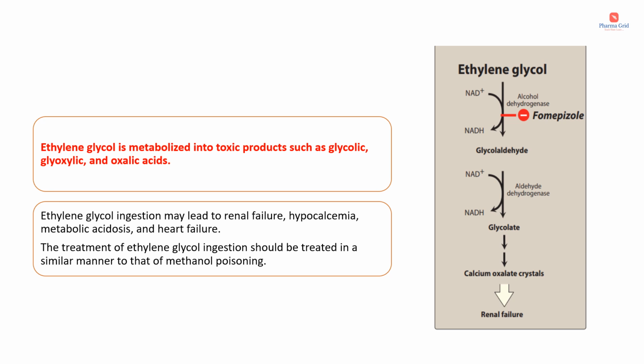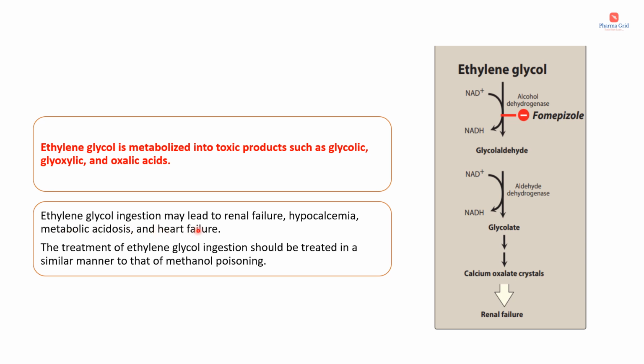Ethylene glycol is metabolized into toxic products such as glycolic, glyoxylic and oxalic acid. So here you can see the metabolic pathway. Again, this ethylene glycol is an alcohol. By the action of alcohol dehydrogenase, it will get converted to glycoaldehyde, and by the action of aldehyde dehydrogenase, it will get converted to glycolate, then to calcium oxalate crystals, which cause renal failure. So the toxic products associated with ethylene glycol are glycolic, glyoxylic and oxalic acid.